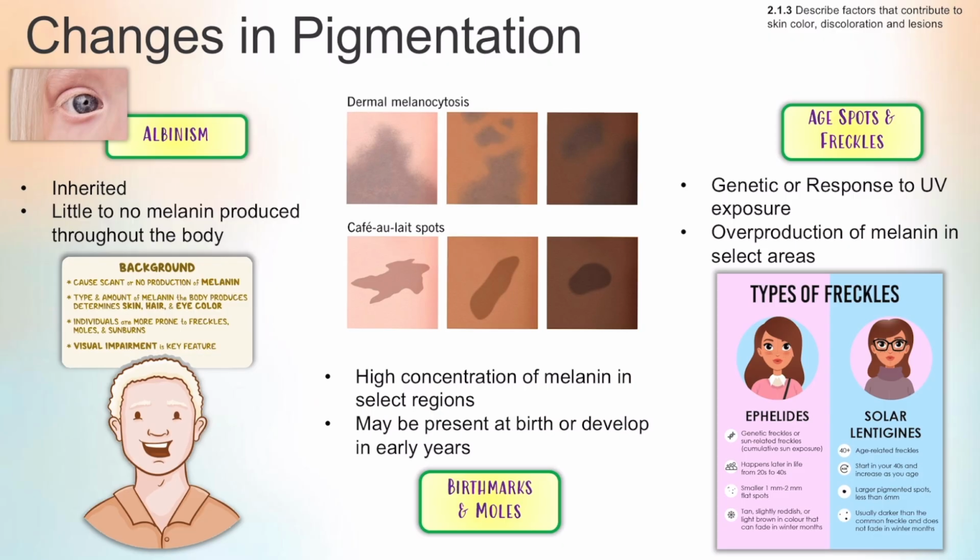For the most part, these are just going to be concentrated portions of pigment in a certain area. Some people they may be larger, some people they may be smaller, and some people they may get lighter or start to disappear as they get older. And for other people, they may get darker or more prominent as they get older.